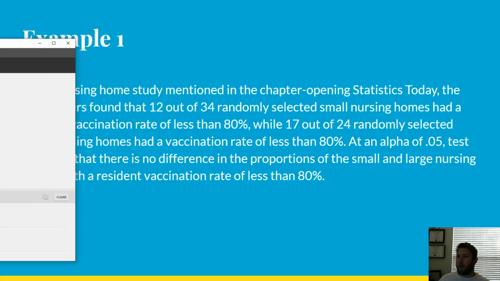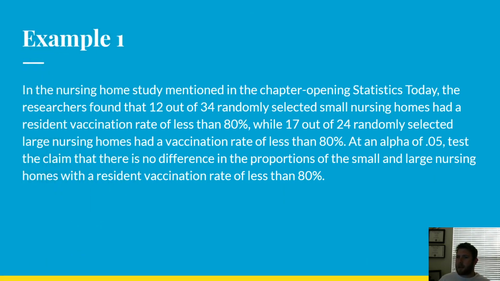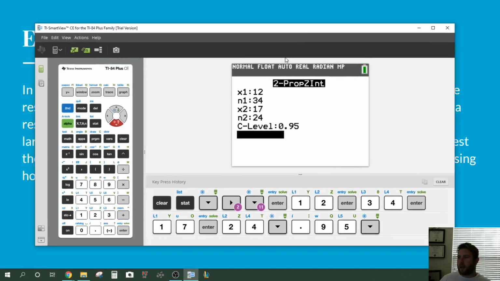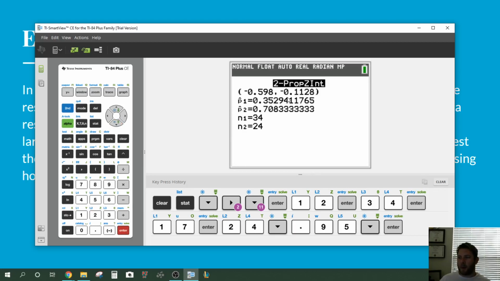Okay, so I'm just going to pull it off screen here and just type it in. So we have 12 is my first X. My sample size for small nursing homes is 34. My X for large nursing homes is 17. My sample size is 24 for the large nursing homes. And then if my alpha is 0.05, the confidence level is going to be 0.95. And we go ahead and, just so you see the screen right here, 0.95. All the information appropriately in the right spot, and we calculate. And there's my confidence interval right there.